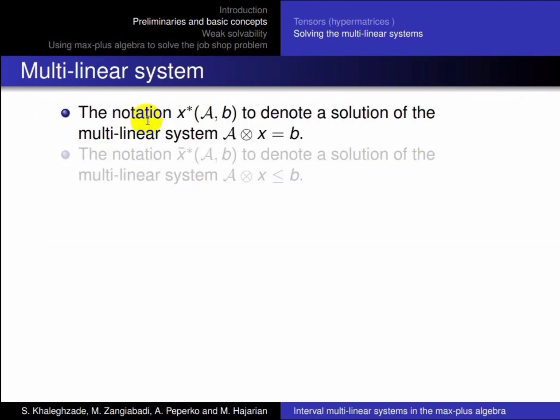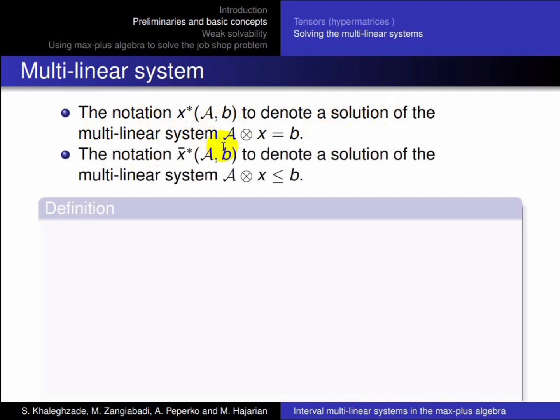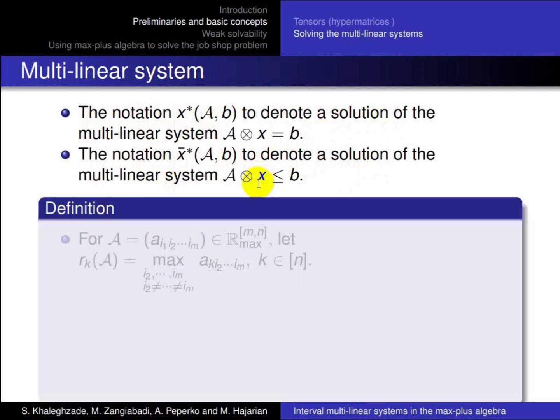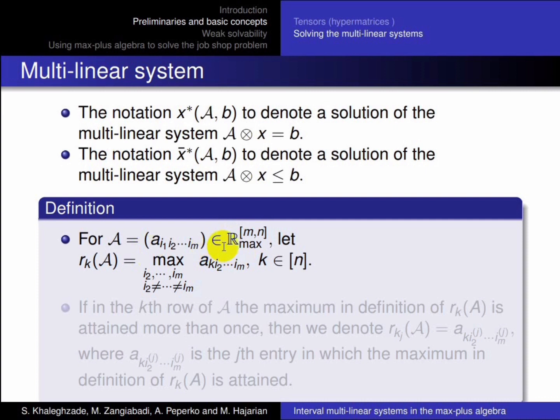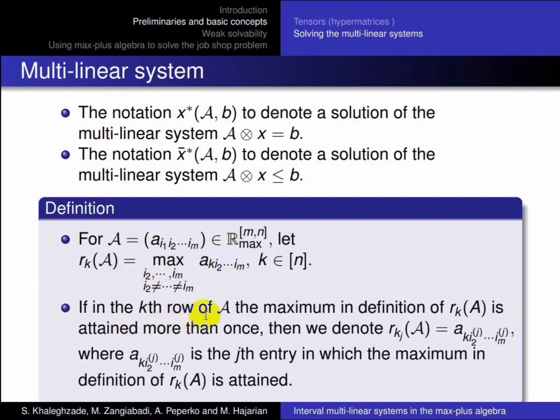Let's look at some notations. The notation x star denotes a solution of the multilinear system, and the notation x bar star denotes a solution of this multilinear system. For A equals these amounts and RK equals this maximum, if in row i of A the maximum in the definition of RK of A is attained more than once, then we denote these notations.